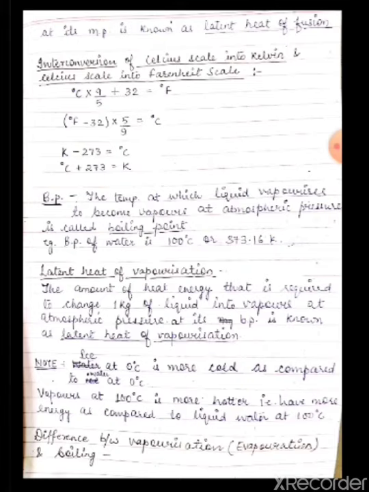Then if you want to interconvert Kelvin into degree Celsius and degree Celsius into Kelvin, then you have to apply the formula Kelvin temperature minus 273 will give you degree Celsius. Then if you have temperature in degree Celsius, then add 273, you will get Kelvin.